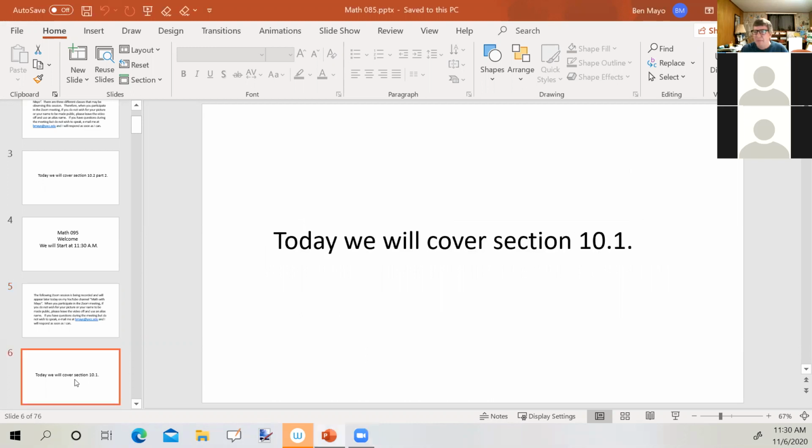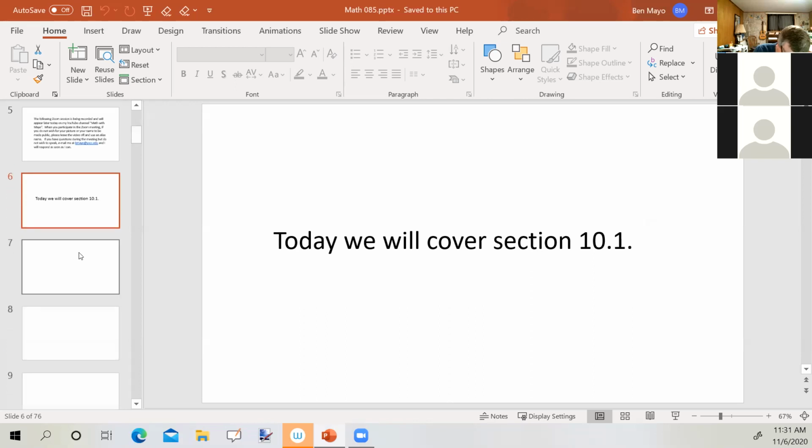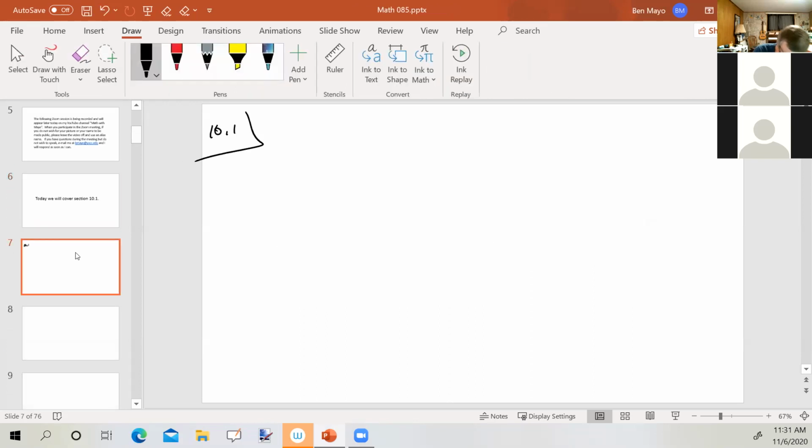Alrighty, so we're starting a new chapter today and we're going to take a look at section 10.1. We're going to look at different ways of solving second degree equations. In this course, we started out in chapter 6 and looked at solving equations of second or higher degree by factoring. We're going to be looking at some alternative methods to factoring here in this chapter.